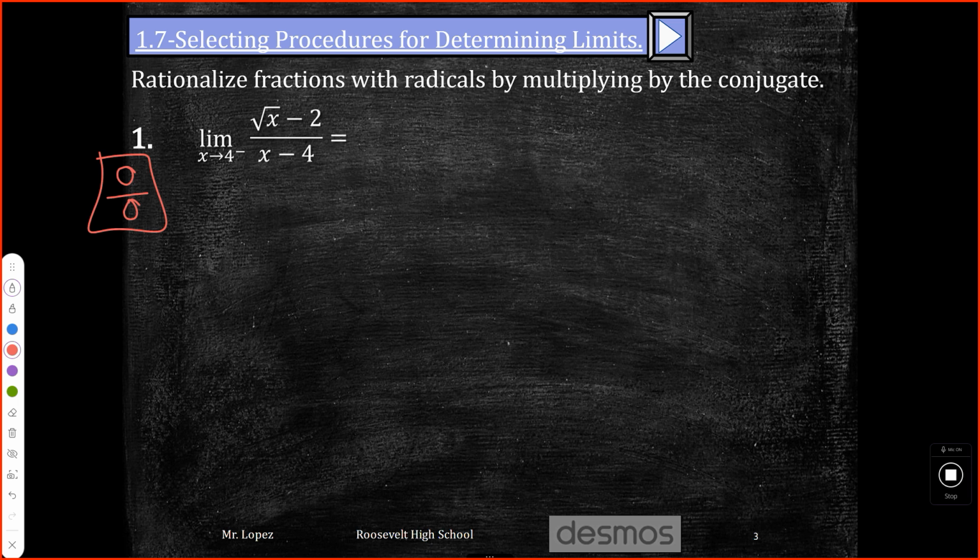So we would have to use something else. And so factoring and what we did in the warm-up would not work in this situation. That's why we have to select the correct procedure. So what we're going to do is this. It's called multiply by the conjugate. So let's get the problem. And we're going to multiply by the conjugate of square root of x minus 2, which is square root of x plus 2.